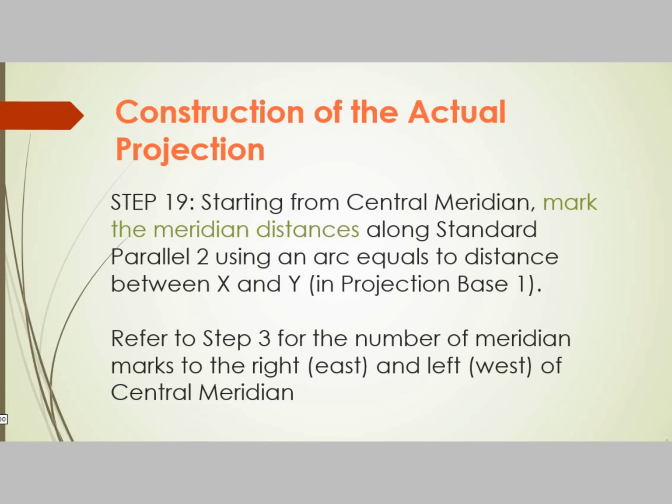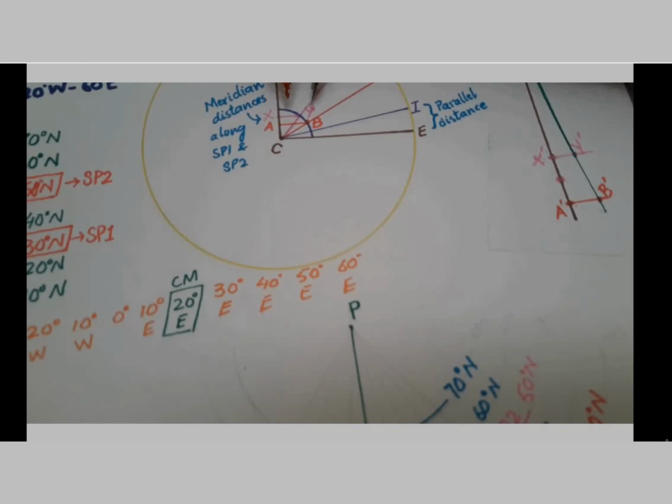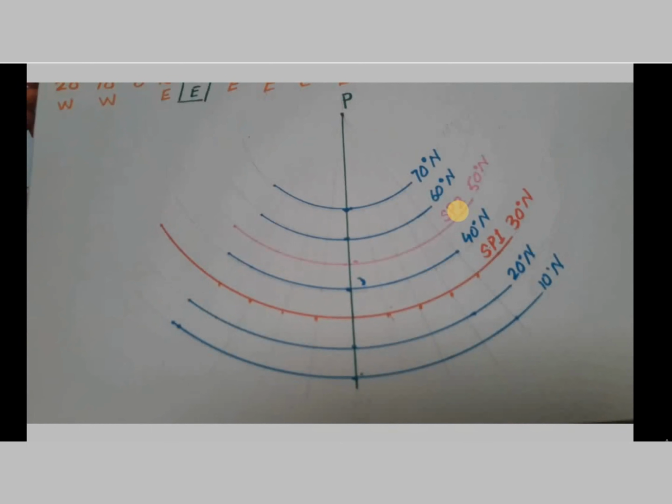In the next step, we will mark the meridian distances along standard parallel 2 in a similar manner as we have done for standard parallel 1, but this time the distance will be equal to xy in projection base 1, and again we can check how many meridians to draw from step number 3. Taking the distance equal to xy as shown over here, we will mark the distances along standard parallel 2.